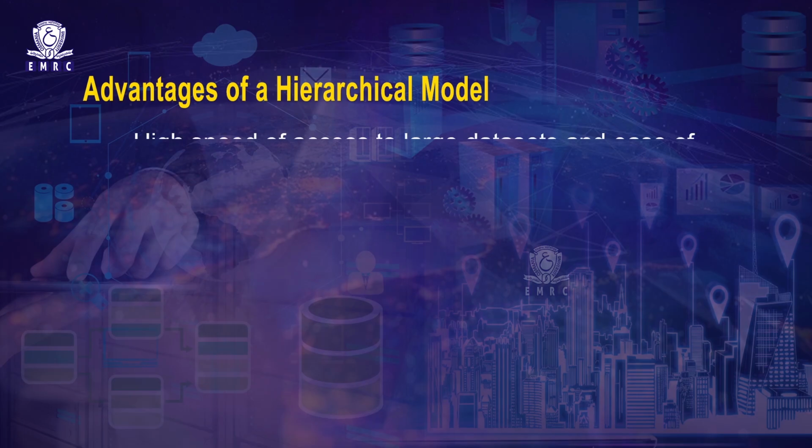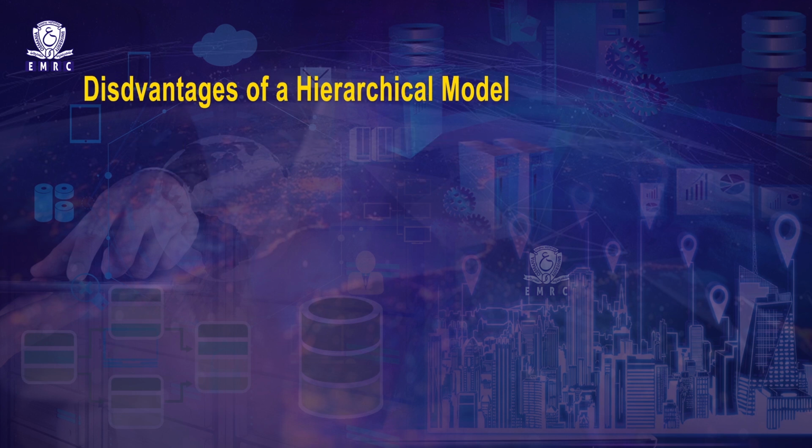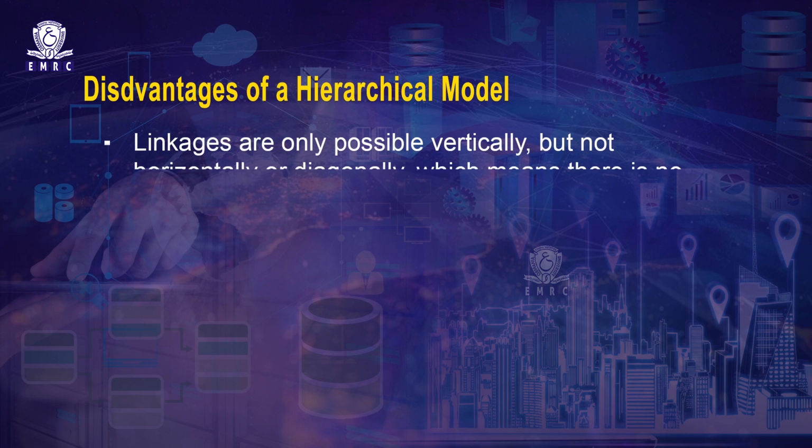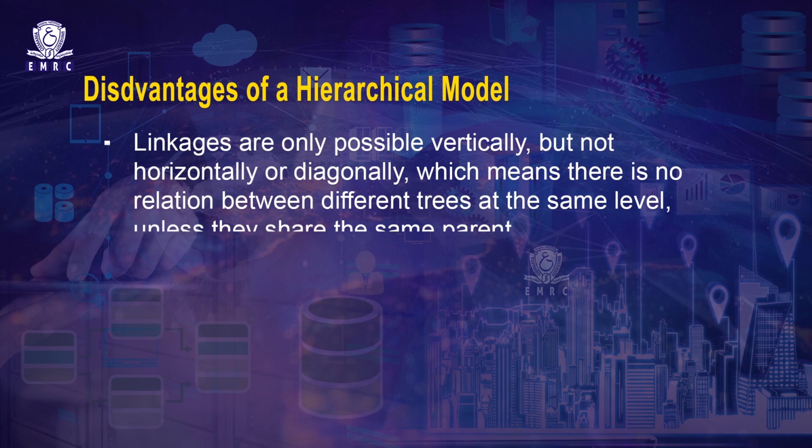The advantages of a hierarchical model are the high speed of access to large data sets and ease of updating. However, the disadvantage is that the linkages are only possible vertically, but not horizontally or diagonally, which means there is no relation between different trees at the same level unless they share the same parent.